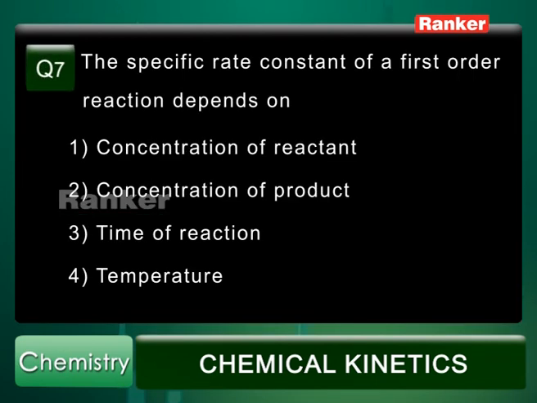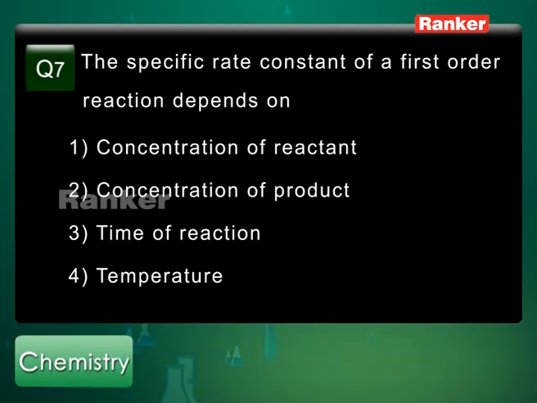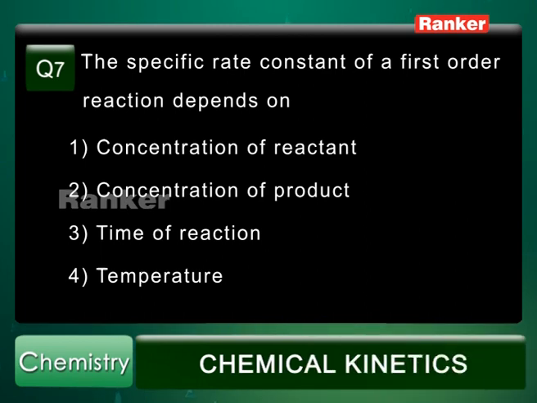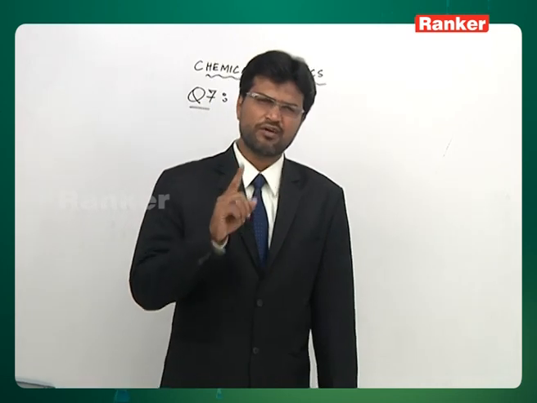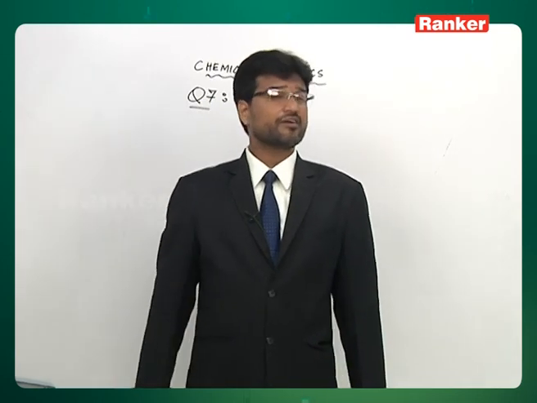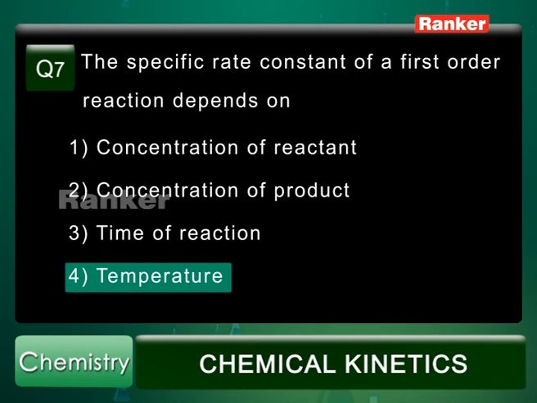Question number 7. The specific rate constant of a first order reaction depends on: first option, concentration of reactant; second option, concentration of product; third option, time of reaction; option 4 is temperature. Remember, specific rate constant means rate constant K depends only on temperature. It does not depend on concentration. So the correct answer is the fourth option, K depends only on temperature.